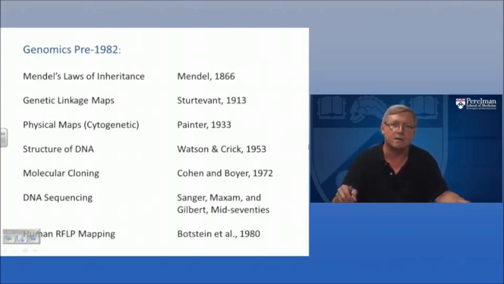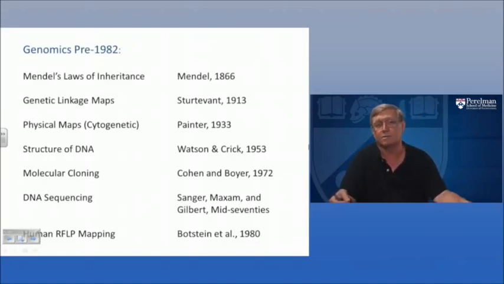As I mentioned, the structure of DNA was a key breakthrough moment in the history of genomics by identifying the physical basis of inheritance in terms of the DNA, the structure of the DNA molecule itself. Molecular cloning was an important breakthrough that led to a lot of the technology that was used during the mapping and sequencing of the human genome.